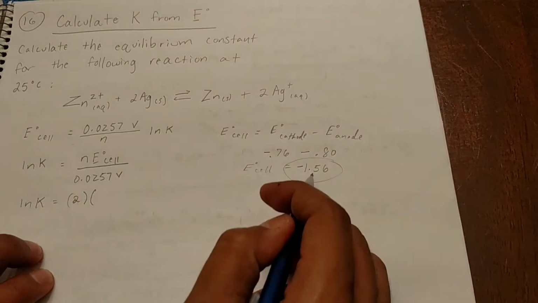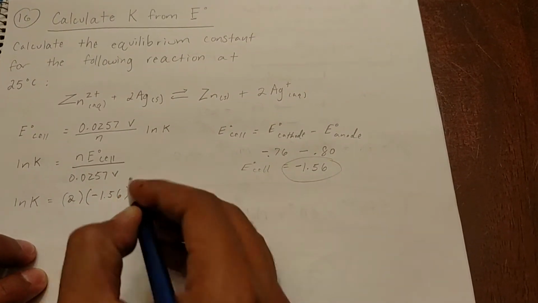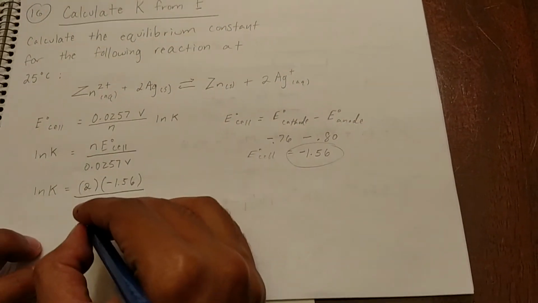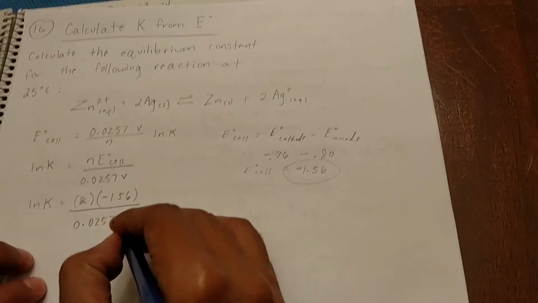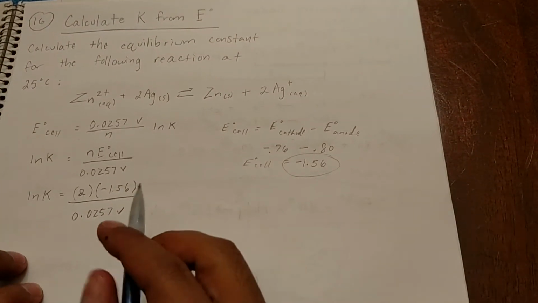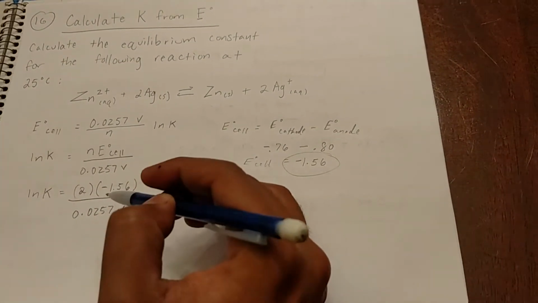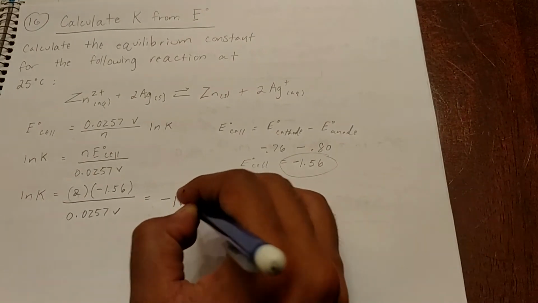E° cell, negative 1.56. And at the bottom we have 0.0257 V. We solve. We put these numbers into our calculator and we get negative 121.